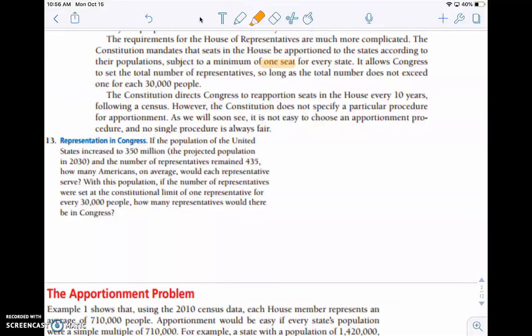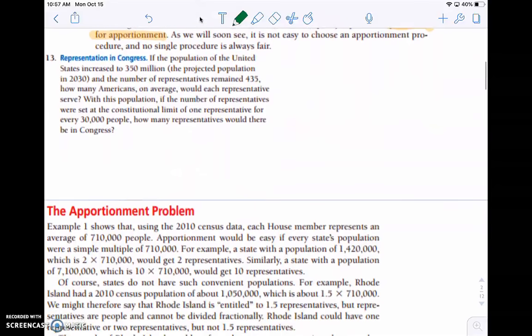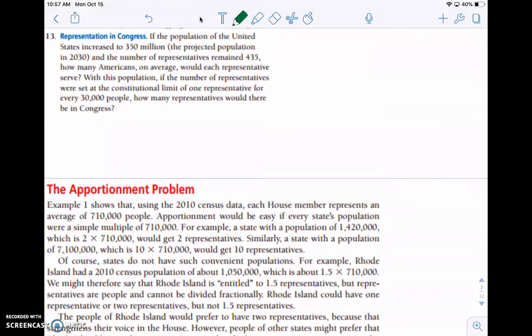The thing that the Constitution does not specify, though, is the procedure for the apportionment. As we'll see in just a moment, it's not easy to choose an apportionment process, and there's no single procedure that is always perfectly fair. It depends on your definition of fair. We'll look at one called the Alabama paradox, where you can see that fairness may come into question. But let's look at this question first.